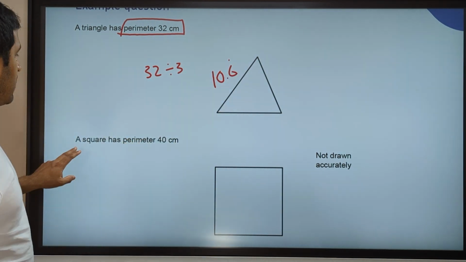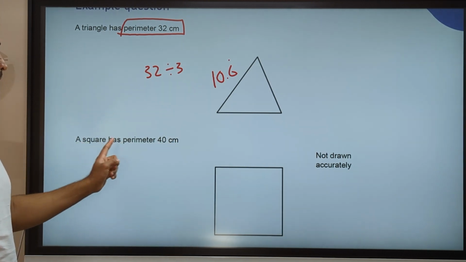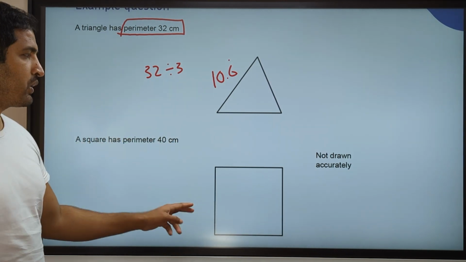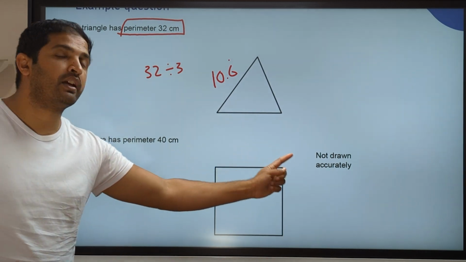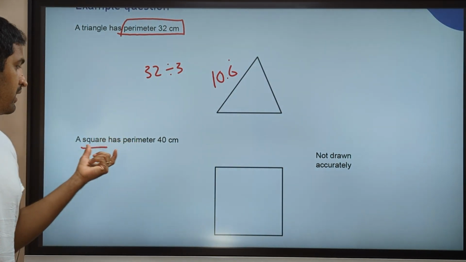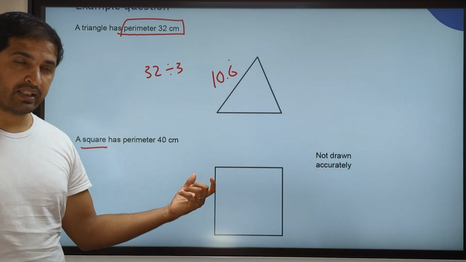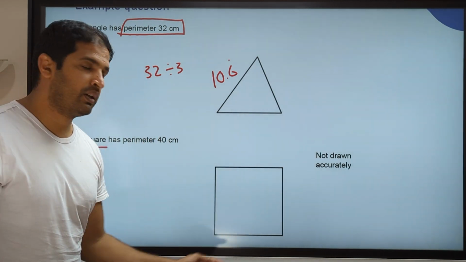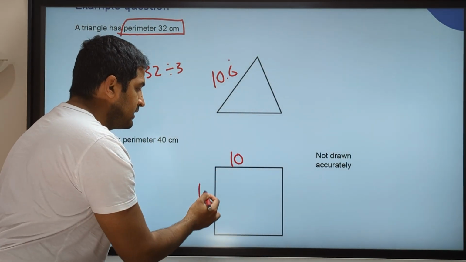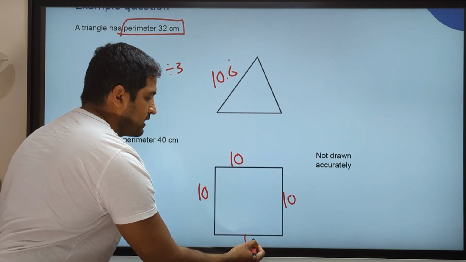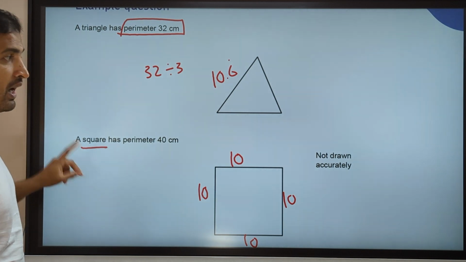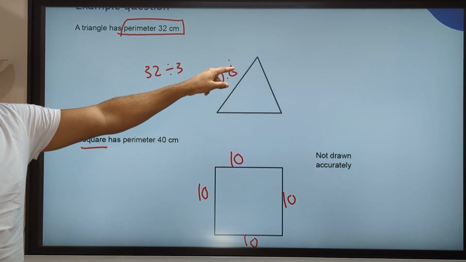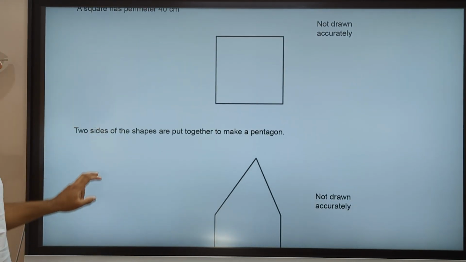This one, however, the square has a perimeter of 40 centimeter. As soon as the word square comes, then you can assume that yes, all sides are equal, because that's what a square is. All 4 sides are equal in a square. And the perimeter is 40 means every single length is 10, 10, and 10. But we don't know anything about this triangle, so you can't assume that. And if you do that, you lose marks, even though you might get the right answer.